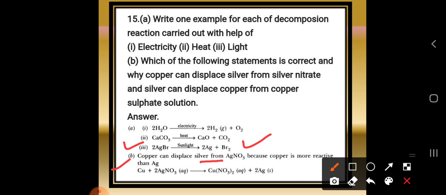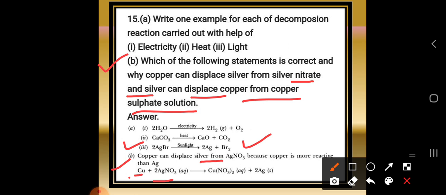So dear students, the second question we have to discuss is: which of the following statements is correct and why? Copper can displace silver from silver nitrate, and silver can displace copper from copper sulfate solution. Just analyze the situation given in the question. What is the element representation of copper? That is Cu. And which nitrate solution is given here? That is silver nitrate. What is the formula of silver nitrate? That is AgNO3. Is it possible to displace this Ag? Yes, it is possible.